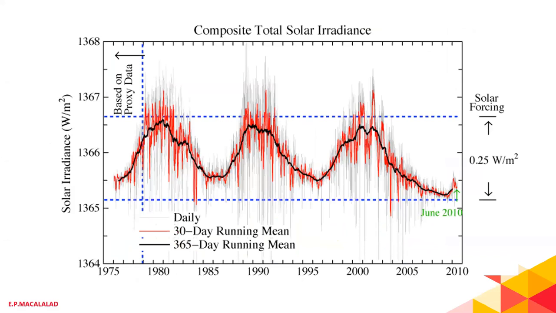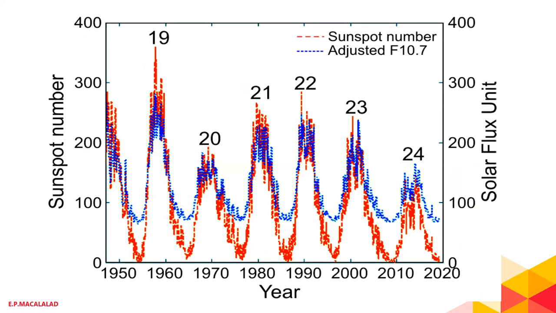So this is an example of solar irradiance. This is in the visible spectrum, in watts per square meter. Solar irradiance actually follows the 11-year cycle, just like your sunspot number and radio flux, right? F10.7. Okay, so in other words, what I'm trying to say here is that we have different ways to express solar activity, which is very important in the study of space weather.